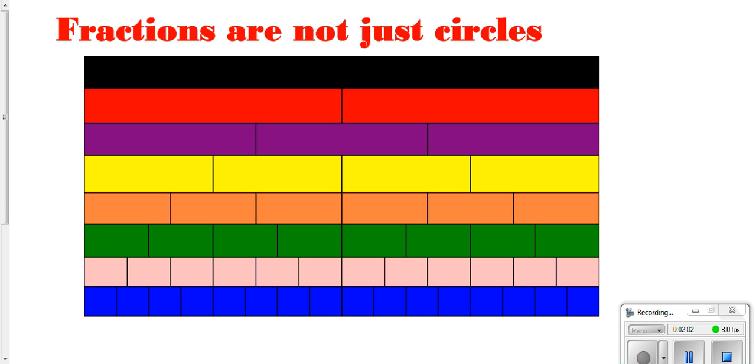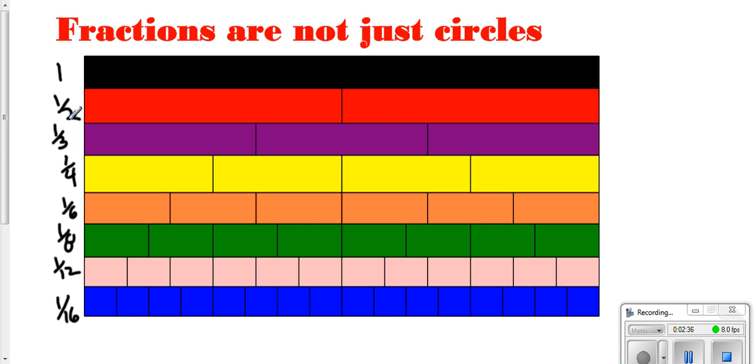All right. Now, fractions just aren't circles. You made your fraction strips in class. So here's what your fraction strips look like. This is 1. The red pieces were halves. Your purple pieces are 1/3. The yellows are 1/4. The oranges are 1/6. And we have 1/8, 1/12 and 1/16.